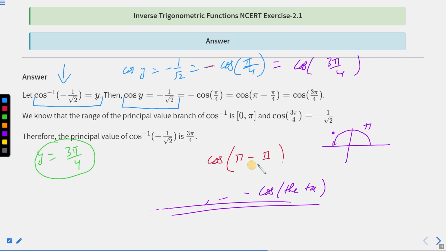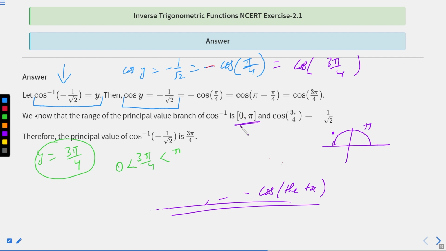So yes, indeed 3 pi by 4 is greater than 0. And we know that 3 pi is strictly less than 4 pi. Multiply both sides by 1 by 4, and you will get that 3 pi by 4 is less than pi. So what this means is that the value of y, which is 3 pi by 4, belongs to the closed interval 0 to pi.